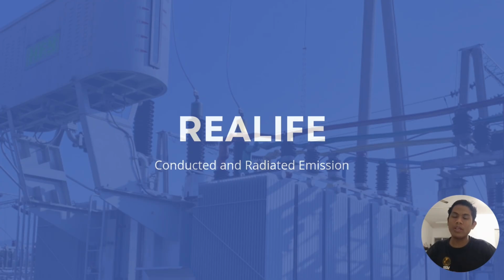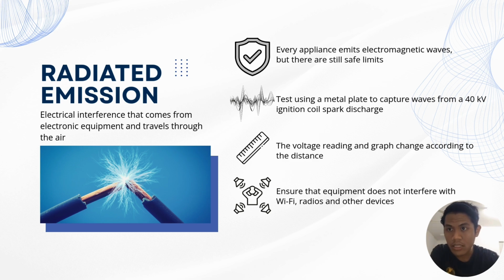Before we start on the results of our activity in this lab, we must make sure we understand the details about conducted and radiated emission in real life. Radiated emission is electrical interference that comes from electronic equipment and travels through the air. For this part, we can understand that every electrical appliance actually emits some electromagnetic waves. So we must make sure the waves are at a safe level, so as not to interfere with other equipment.